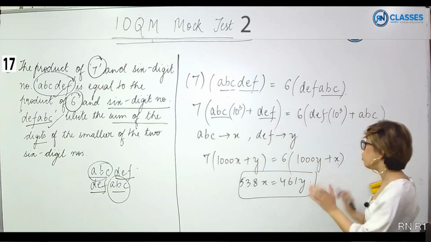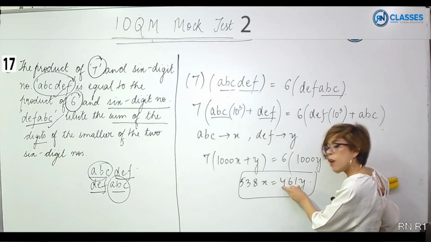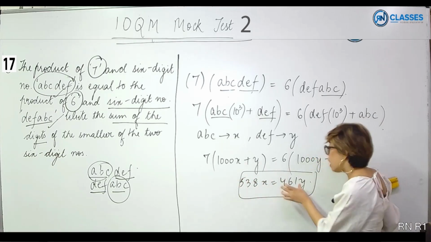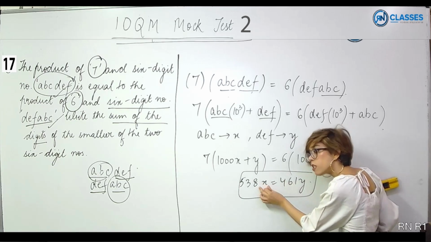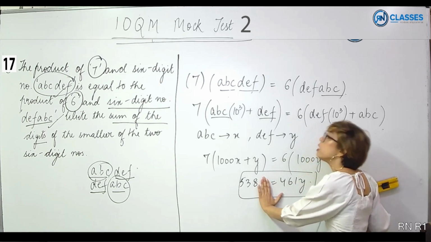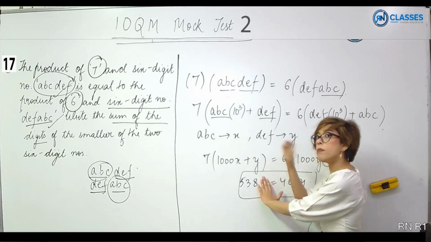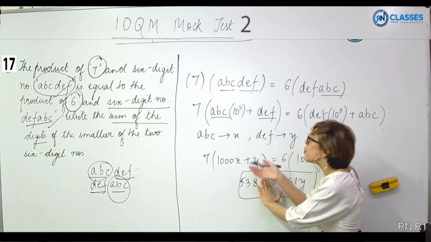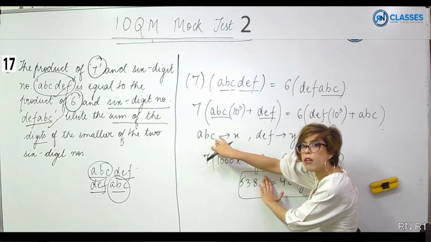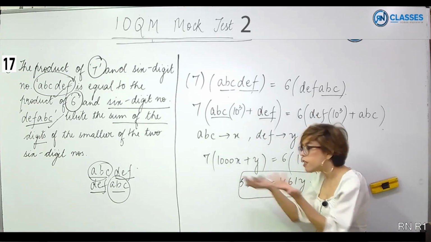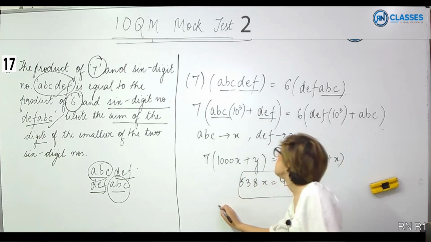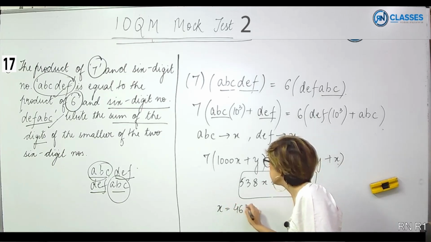Now, mind it, I know that 461 is a prime number. 461 will definitely not divide 538. Cool? Right. So that means 461 must divide X. Now, 461 must divide X, that means either X can be 461 or its multiple. Now, I know that X is a 3-digit number, right? So there are hardly any possibilities. First possibility I'll take when 461 divides X, so let me take X as 461.